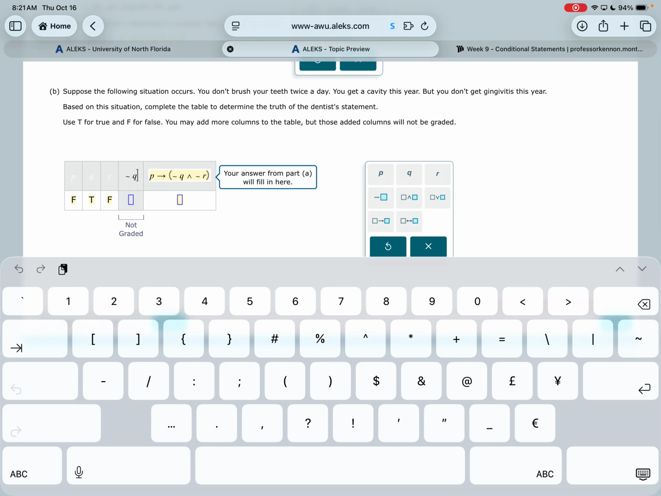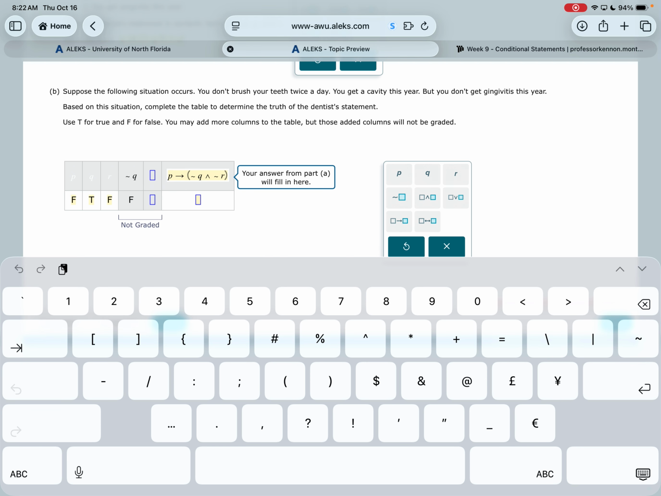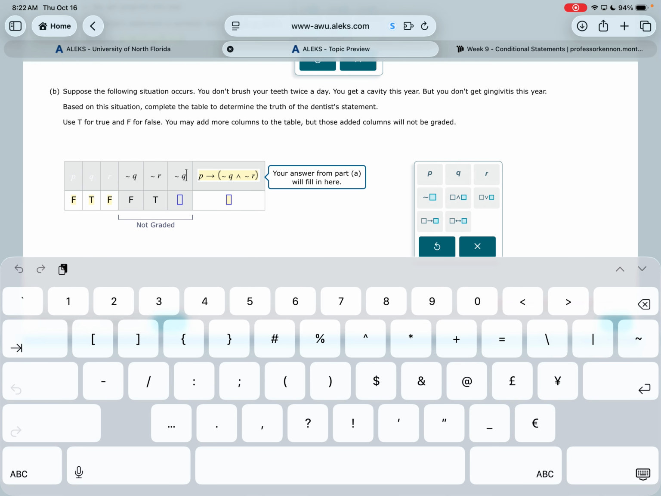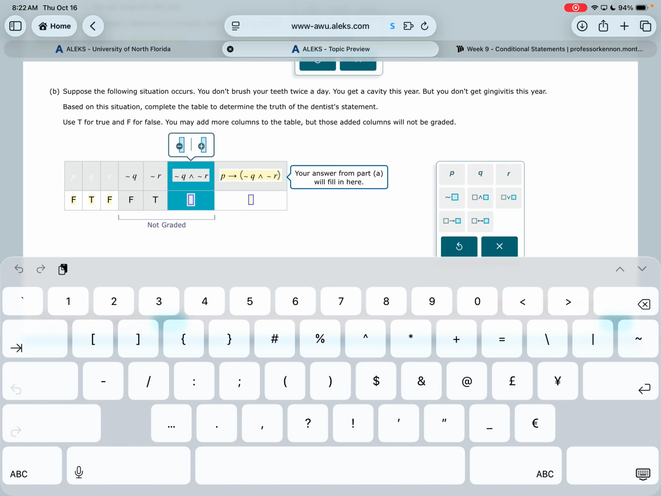Let's find not Q. Not Q would be the opposite of Q, so that's false. Not R would be the opposite of R, so that's true. Now let's find not Q and not R. Not Q and not R is only true if they're both true, so that's false.